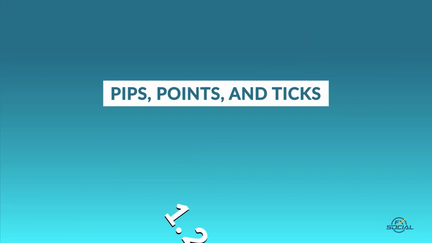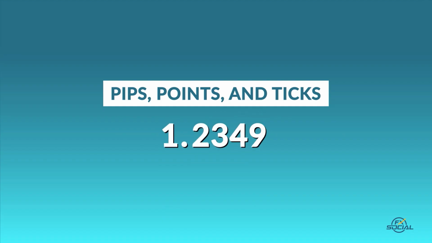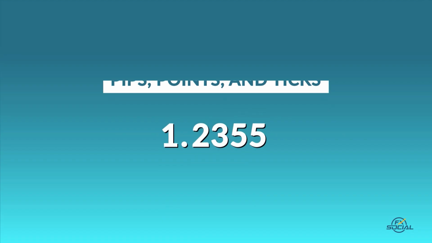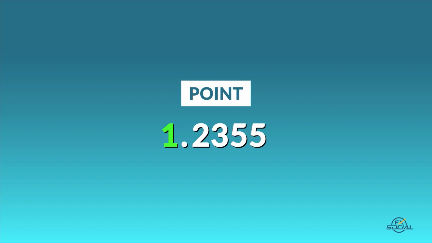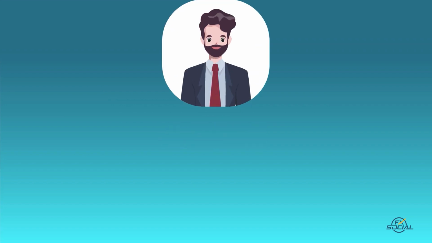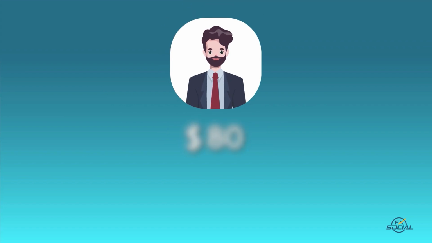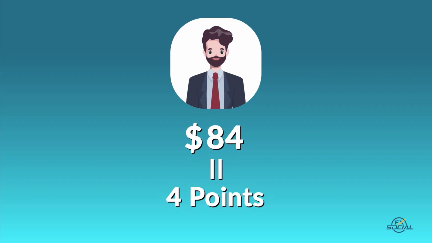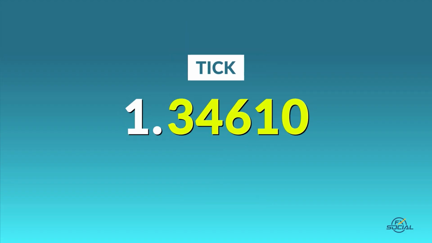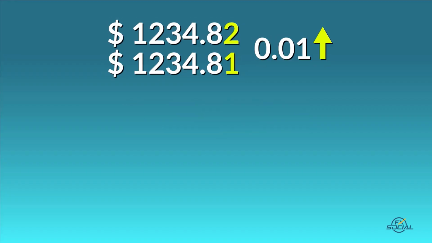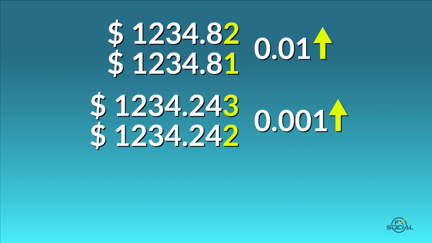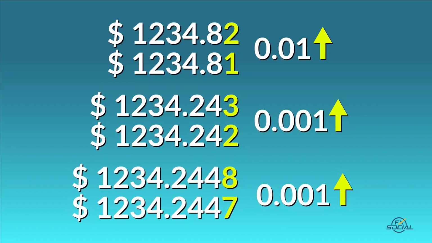Pips, points, and ticks are terms used to define price changes in the financial markets. A point represents a small price change to the left of the decimal point. An investor might describe a stock price increase from $80 to $84 as a 4 points movement rather than a $4 movement. A tick denotes the smallest price change to the right of the decimal point. The market has different tick sizes. It could be 0.01, 0.001, or even 0.0001.